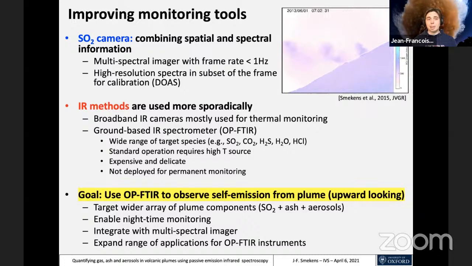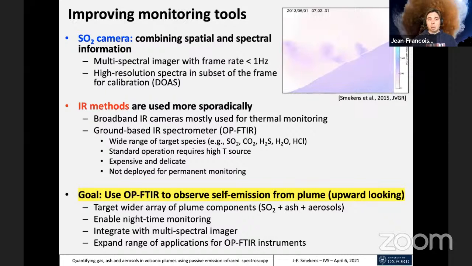And so when looking at the monitoring tools that exist now, there are great strides being made in SO2 cameras, where we combine spatial and spectral information. So this is a two-dimensional multispectral imager with frame rates that are coming down below 1 Hertz now, and usually coupled with a high-resolution spectrometer in a subset of the frame to do some calibration. So those provide quantitative maps of SO2 concentrations coming from plumes.